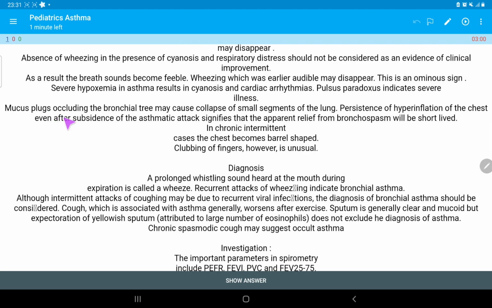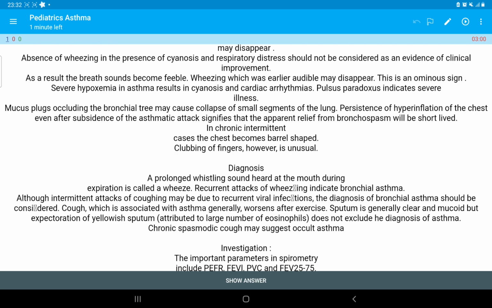Mucus plugs occluding the bronchial tree may cause collapse of a small segment of the lung. Persistence of hyperinflation of the chest even after subsidence of the asthmatic attack signifies that the apparent relief from bronchospasm will be short-lived. In chronic intermittent cases, the chest becomes barrel shaped. Clubbing of the fingers, however, is unusual. So these are the things over here.